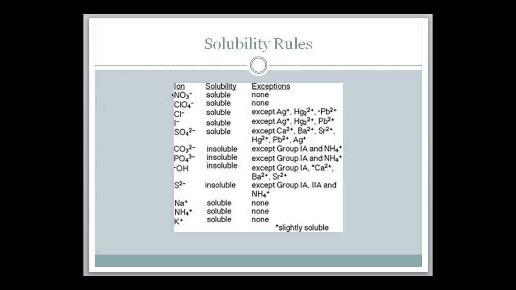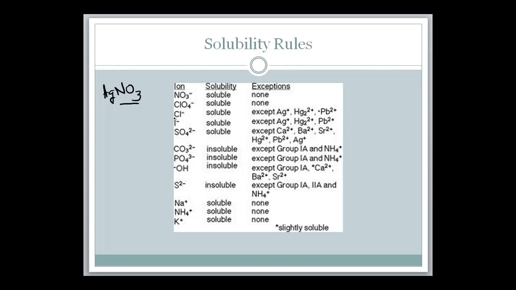Let's say you have an ion that contains nitrate. In other words, let's say it's silver nitrate. Nitrates are all soluble without any exception. So any compound that you see that contains nitrate, we're going to consider soluble. Now, in real life, there's exceptions to a lot of these rules. However, these are the rules that we're going to use.